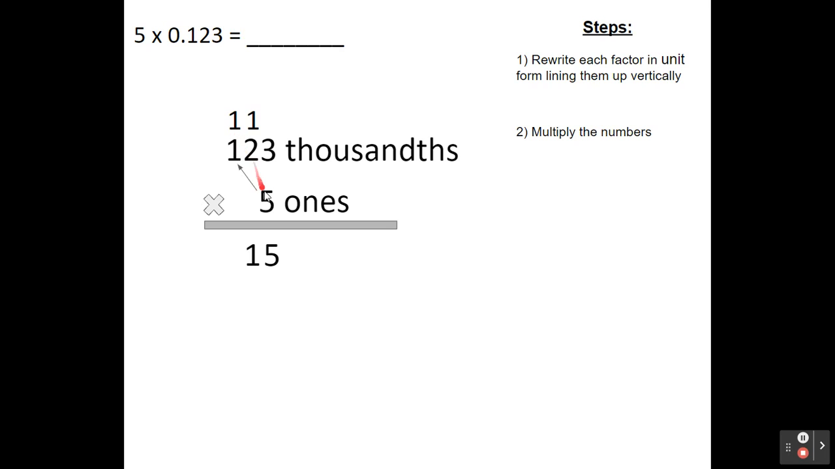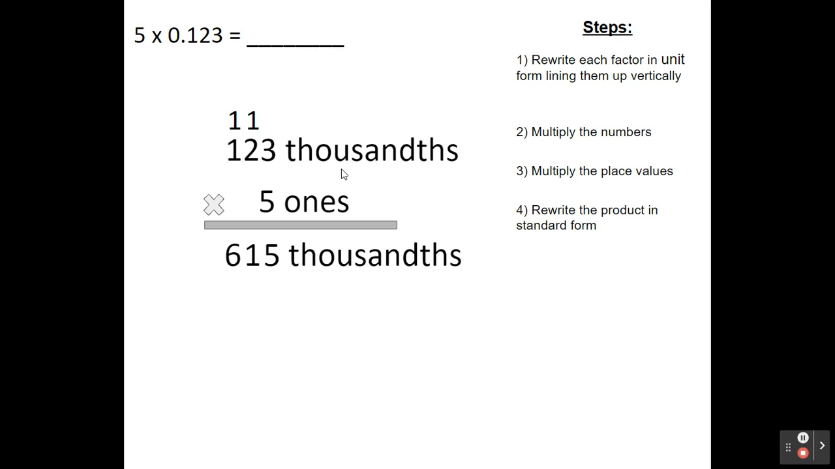Finally, let's multiply 5 times 1 and then add the 1 that we regrouped. 5 times 1 is 5, plus the 1 we regrouped is 6. So here we have 615, and now we're going to multiply the place values. So we're going to be multiplying thousandths times ones. Well, remember, whenever we multiply by ones, the answer is always the other factor. So thousandths times ones is thousandths.